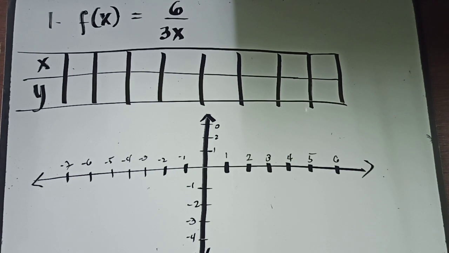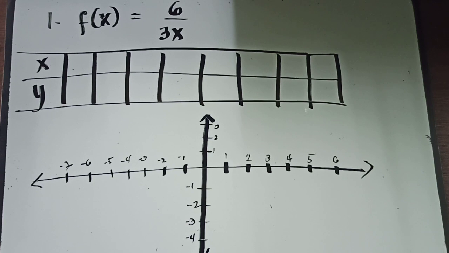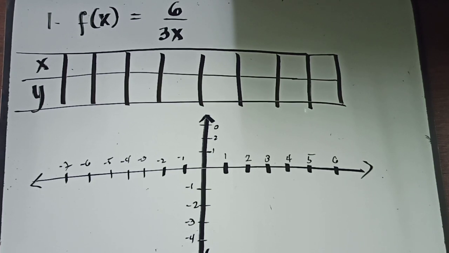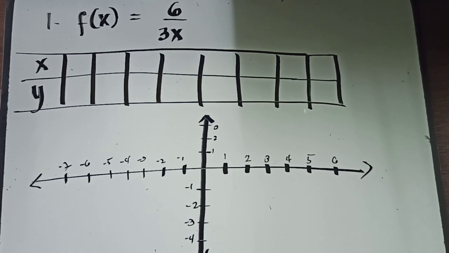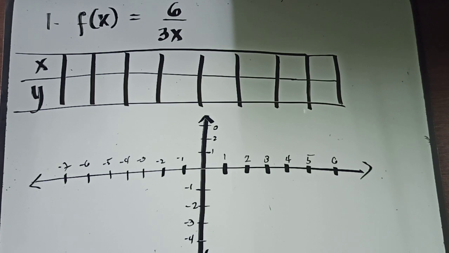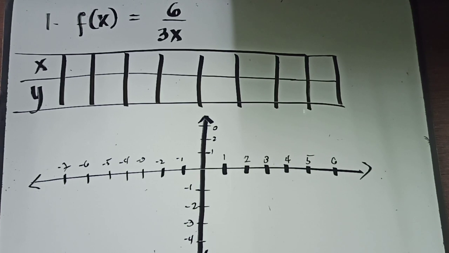Okay, so in this video, I will discuss how to graph and how to solve for the values of x and y, or how to make a table of values and plot it into the Cartesian coordinate plane. Okay, so for example, number 1, our rational function is f of x is equal to 6 over 3x. Okay, so una, gumawa tayo ng table of values.